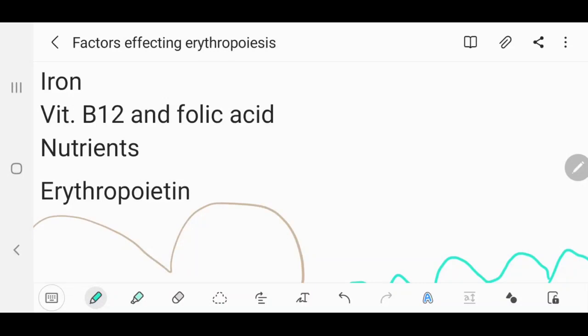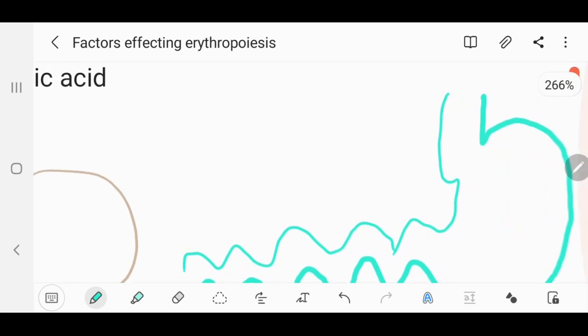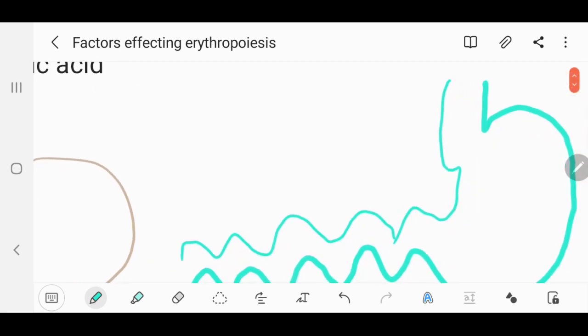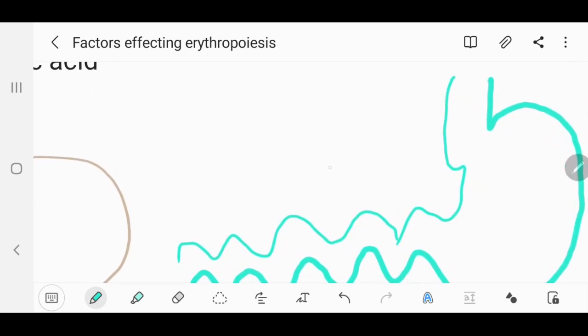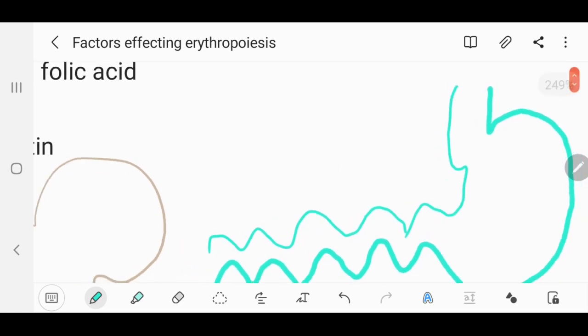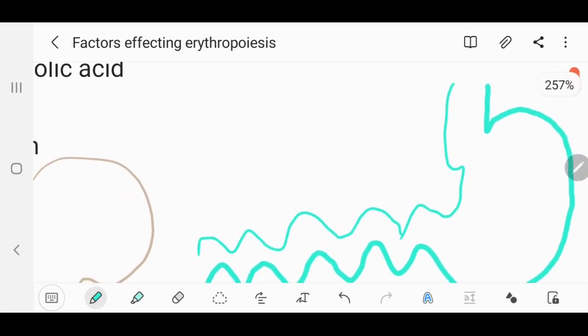Assalamu alaikum dear students. Today the topic that we are going to discuss is factors affecting erythropoiesis. The four factors that you have to remember are iron, vitamin B12, folic acid, a few nutrients and erythropoietin. These are all very important for the process of erythropoiesis to take place.